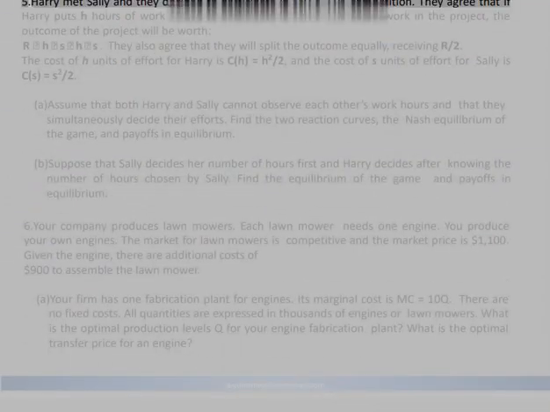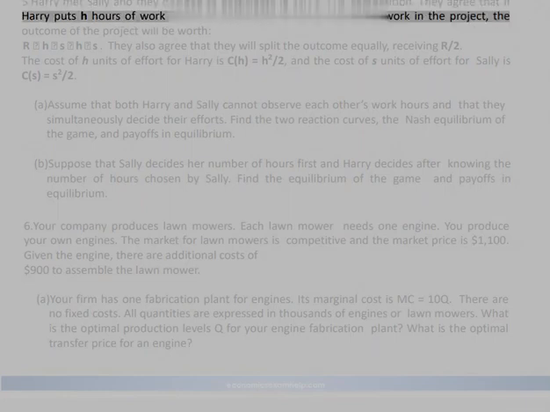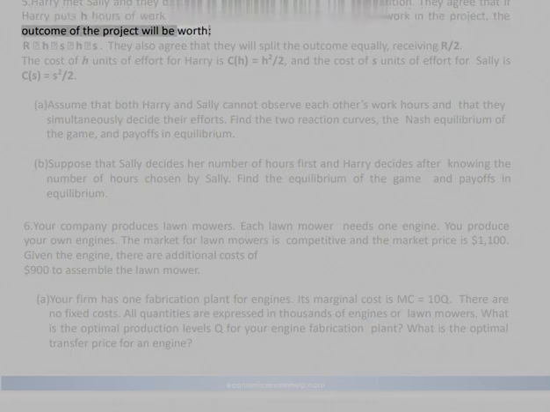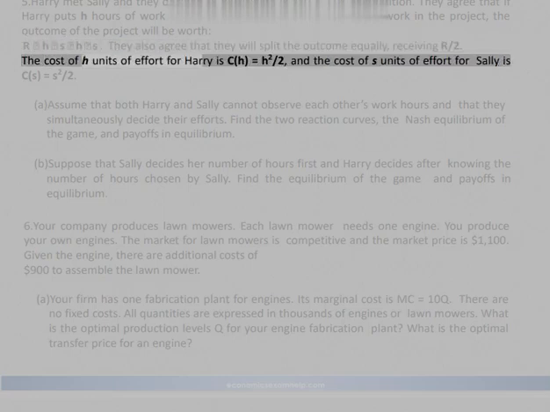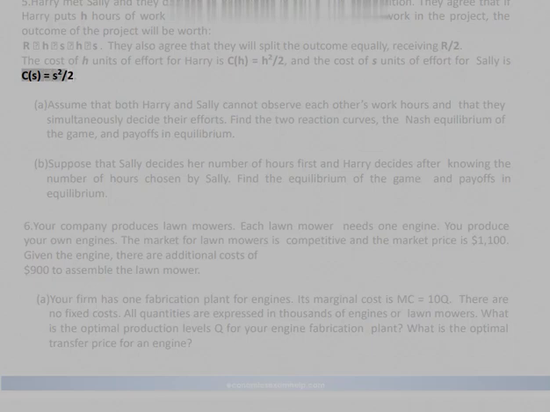5. Harry met Sally and they decided to participate in MIT's 50K competition. They agree that if Harry puts H hours of work in the project and Sally puts S hours of work in the project, the outcome of the project will be worth R·H·S. They also agree that they will split the outcome equally, receiving R/2. The cost of H units of effort for Harry is C_H = H²/2, and the cost of S units of effort for Sally is C_S = S²/2.